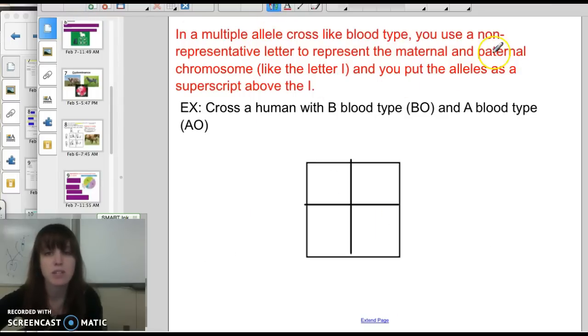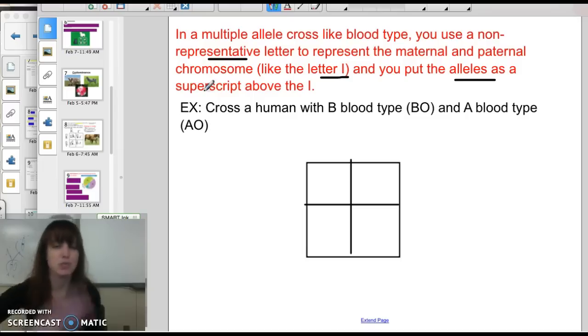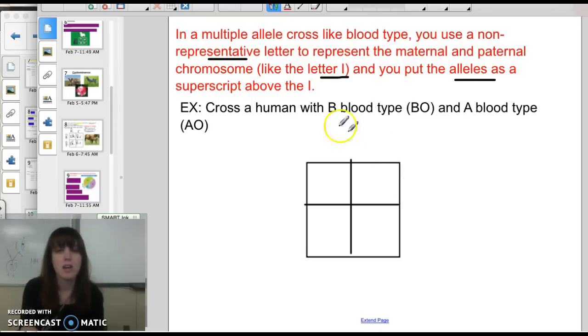Now this written here in red is not in your notes. You don't have to write it down, but I just wanted to give you some background on why we're going to use the letters that we do. So use a non-representative letter to represent the maternal and paternal chromosomes, and then you put the alleles as a superscript above the letter that you choose. So this will make sense when we do this. We're going to use the letter I to represent the chromosomes, and then we're going to use A, B, and O to represent the blood types.